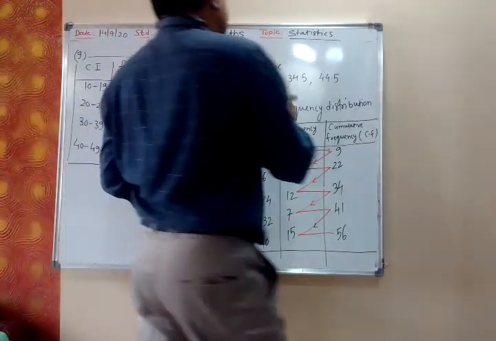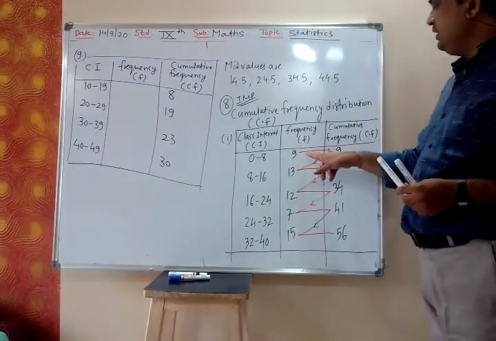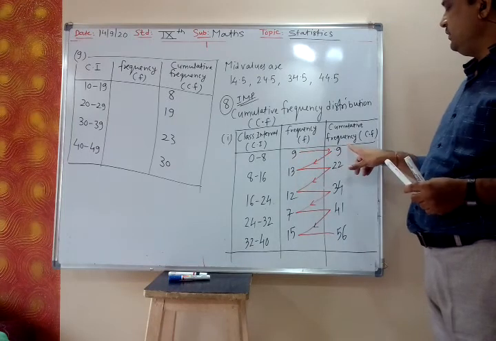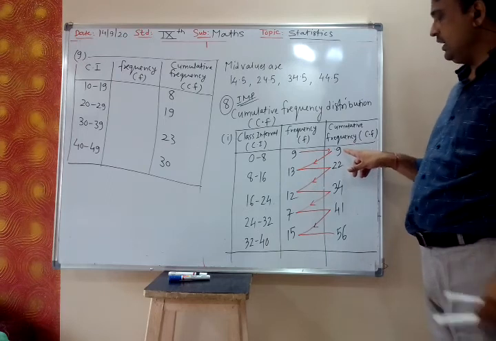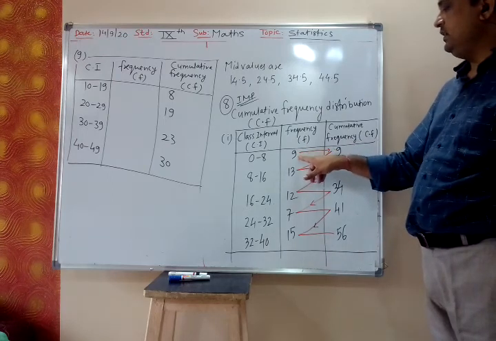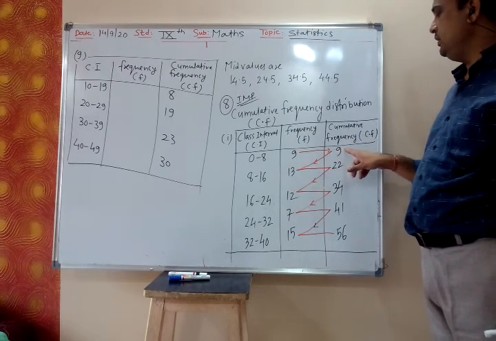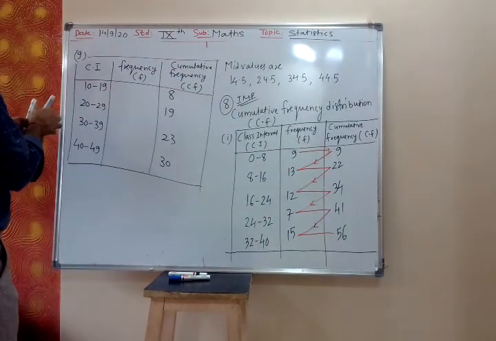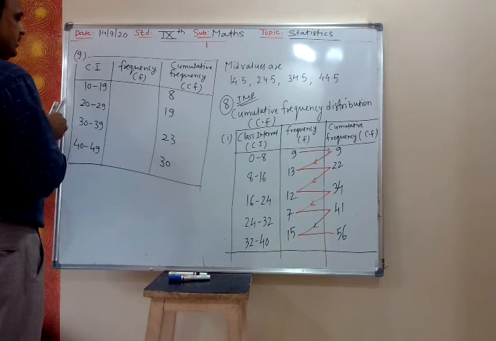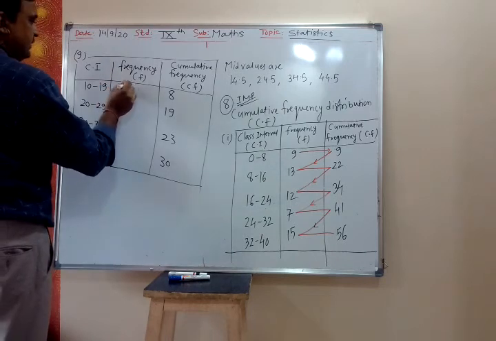See, we know this: the first entry of frequency and cumulative frequency are the same. So my CF is 8, so the first frequency will be 8 only.